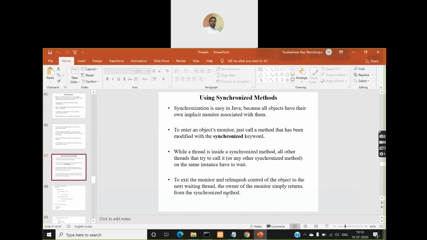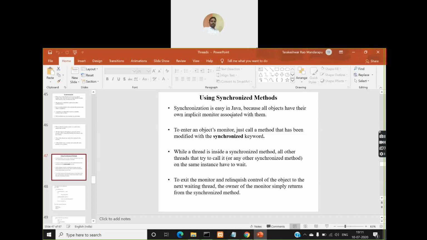Right? So let us see now the different ways using which you can implement this monitor mechanism in our Java programming. So we have something called synchronized methods in Java programming. So let us see that synchronized method concept here. Look at this slide here.